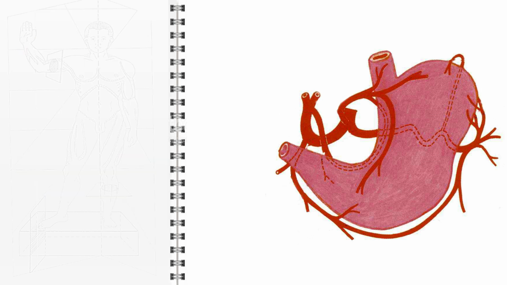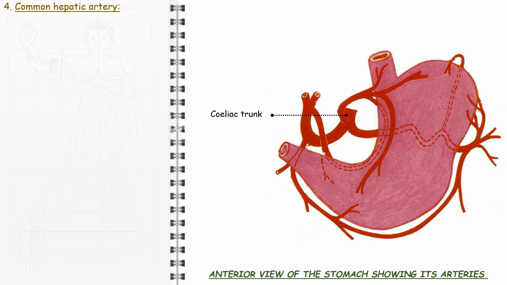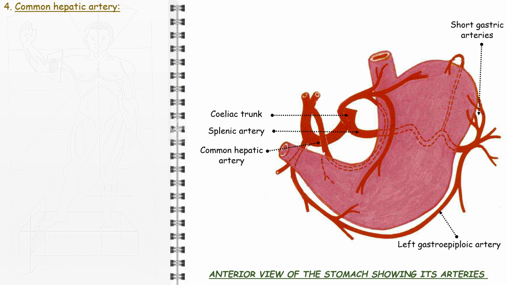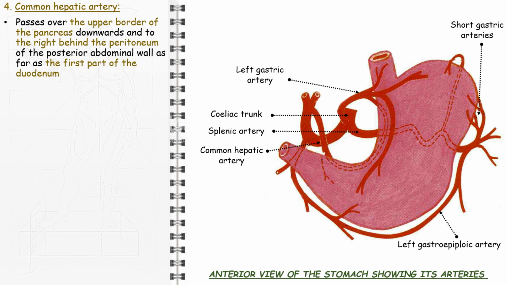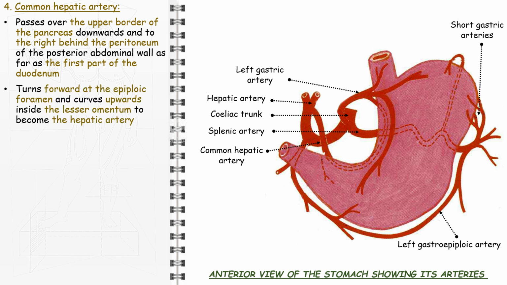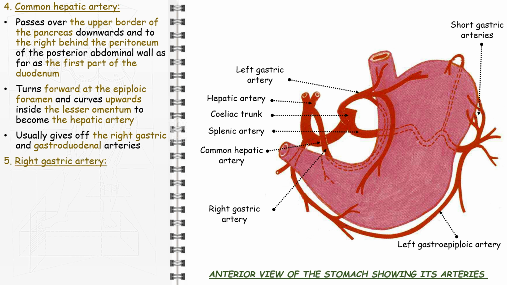The common hepatic artery passes over the upper border of the pancreas downwards and to the right behind the peritoneum of the posterior abdominal wall as far as the first part of the duodenum. It turns forward at the epiploic foramen and curves upwards inside the lesser omentum to become the hepatic artery. It usually gives off the right gastric and gastroduodenal arteries. The right gastric artery turns into the lesser omentum to reach the stomach.